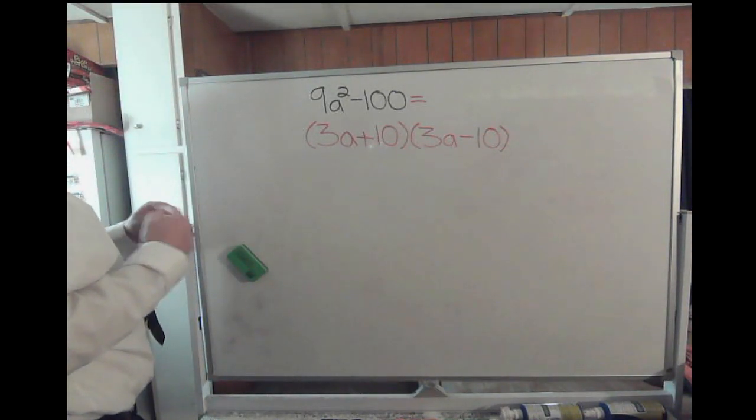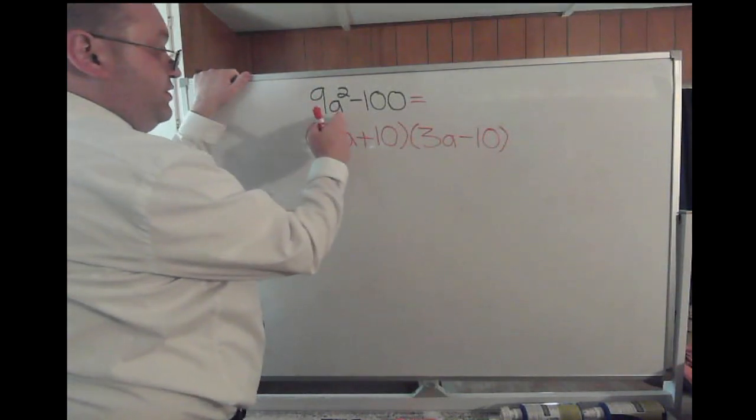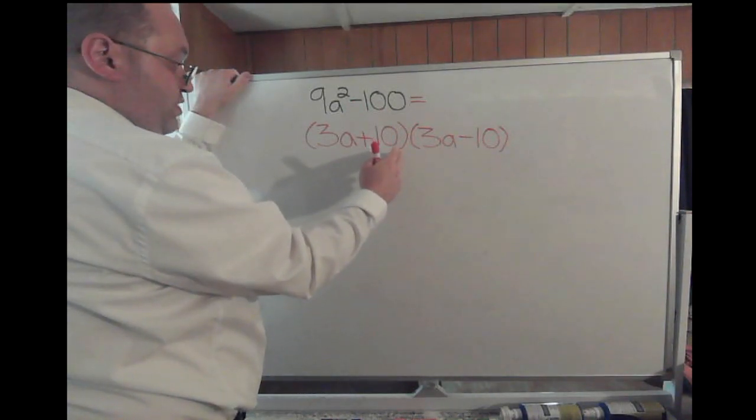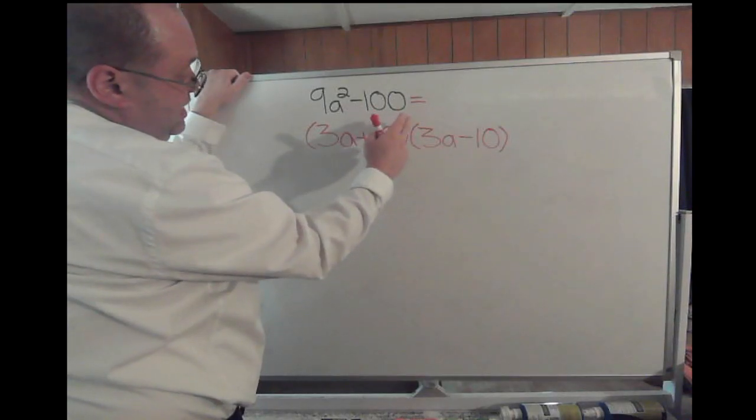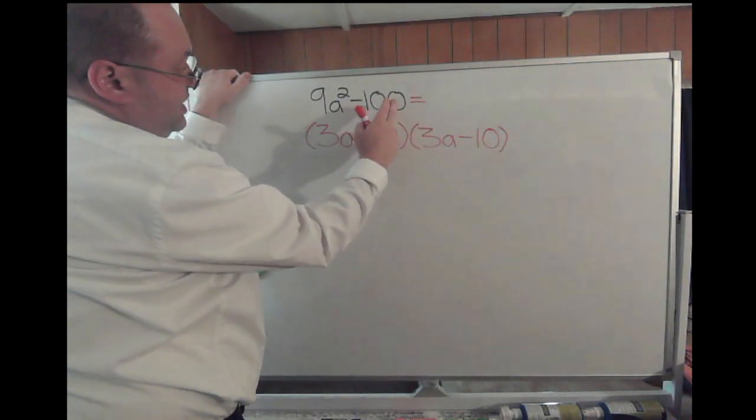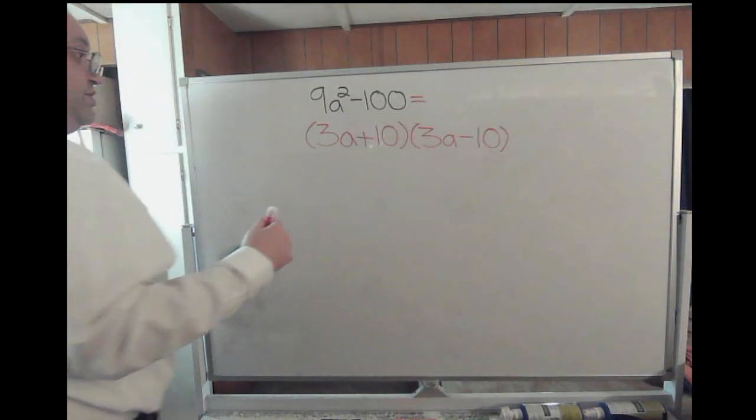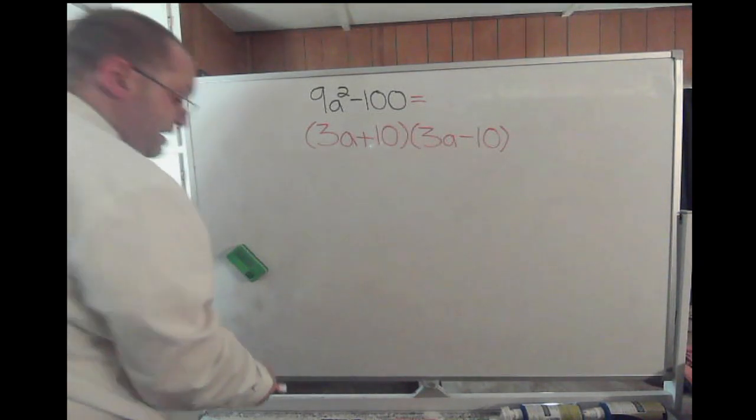So you always start out with the root of your first term plus the root of your second term, that quantity times the root of your first term minus the other root of your second term. So the answer you should get is the quantity of 3a plus 10 times the quantity of 3a minus 10.